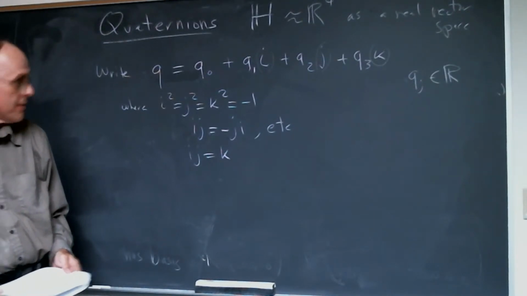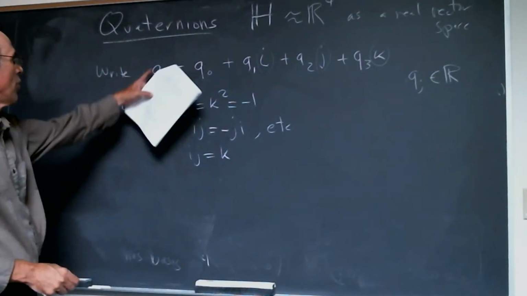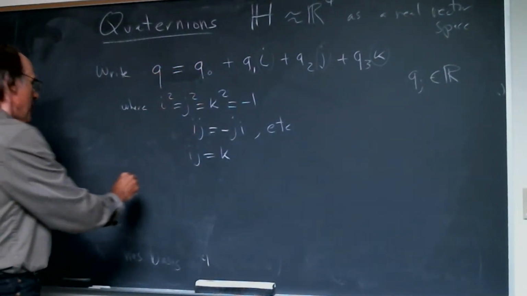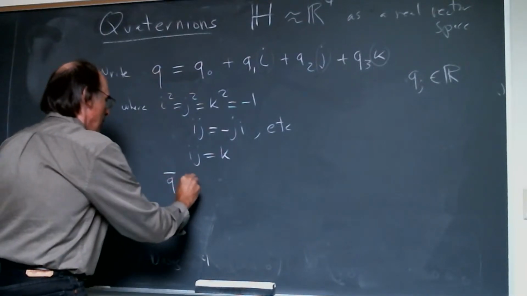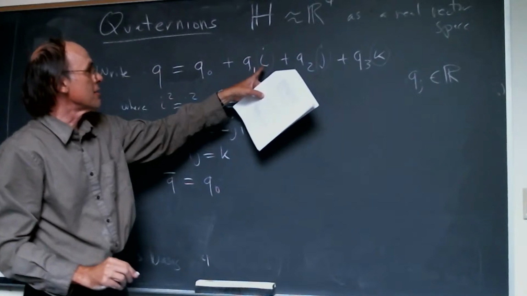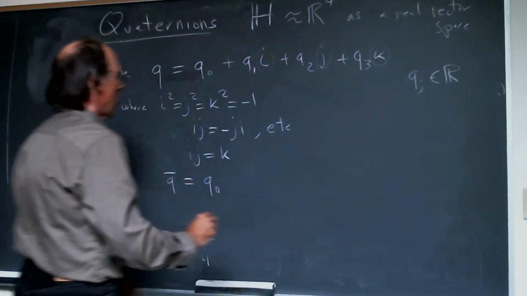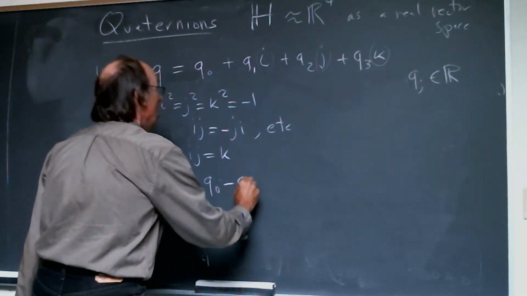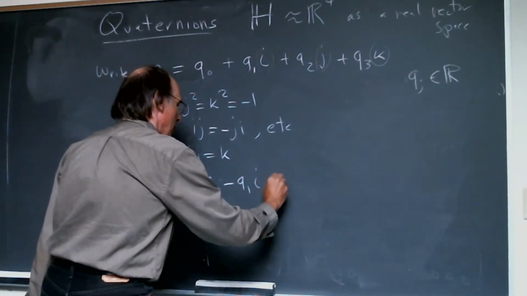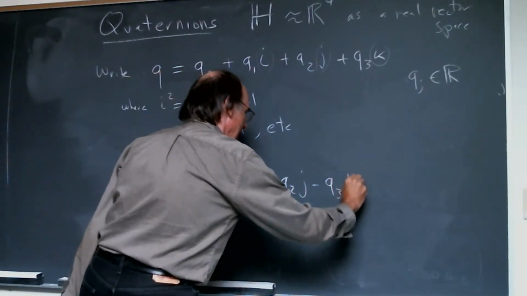Okay. Anyway, there's an analog of the conjugation. If you take q, then q bar is going to be q0, and then just as you replaced i by minus i when you conjugated, you do the same thing here with all three of them. So it's minus q1 i minus q2 j minus q3 k.